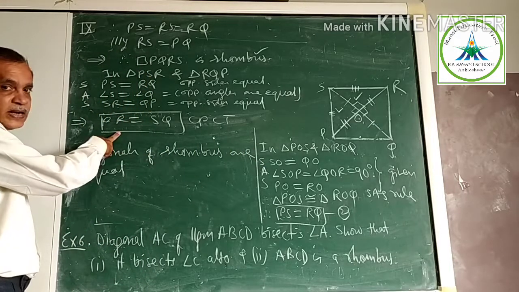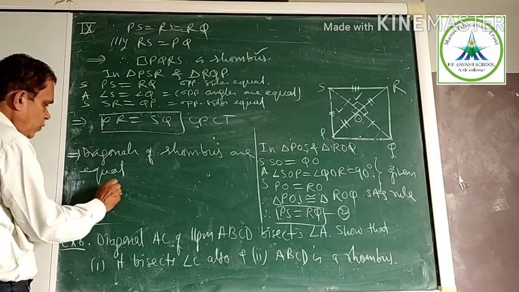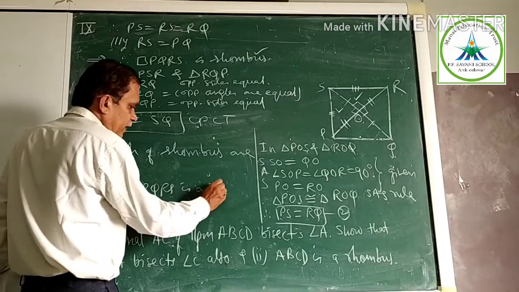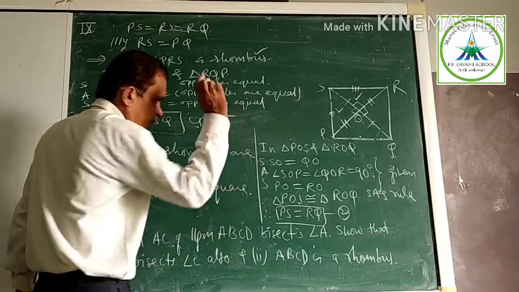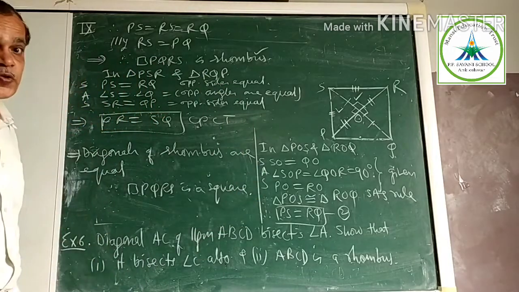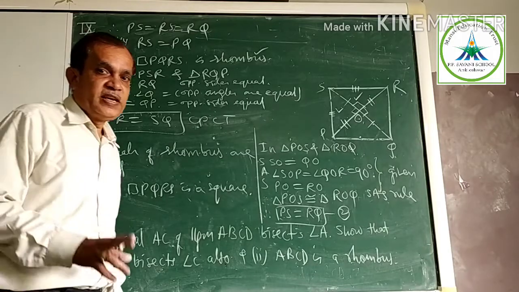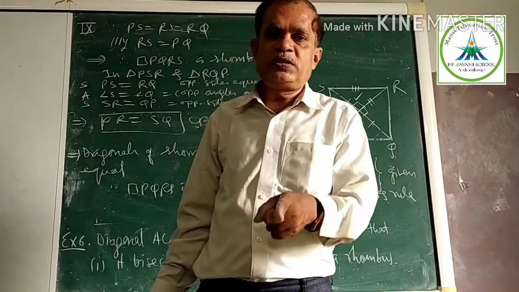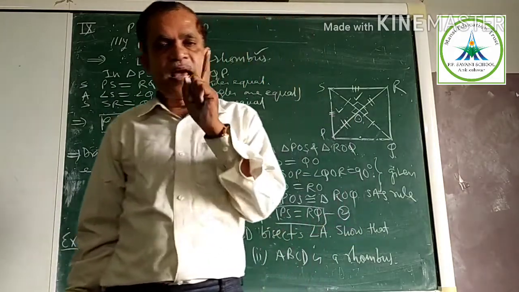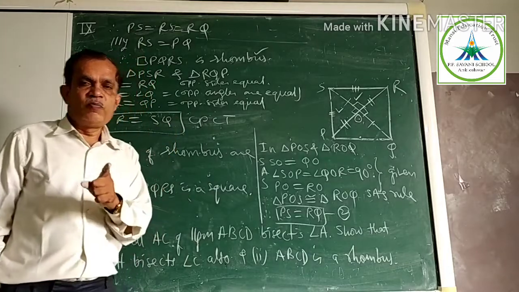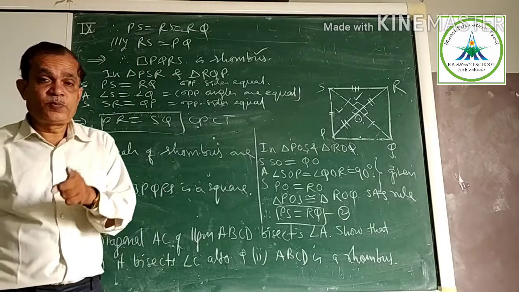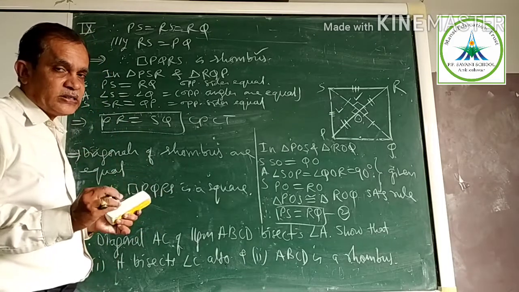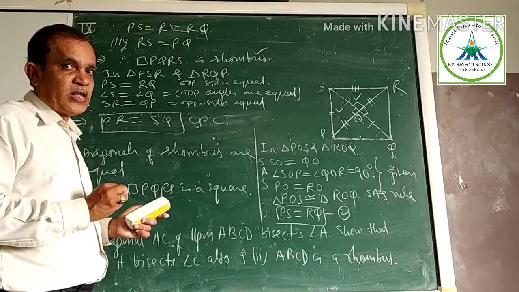This implies diagonals of rhombus are equal. Therefore, PQRS is a square. Got it? So in this example, first show it is a rhombus, then prove its diagonals are equal. So any rhombus with equal diagonals is a square. This is a property of rhombus. Okay, students, see the video 2 times, understand, and resolve the same example yourself.